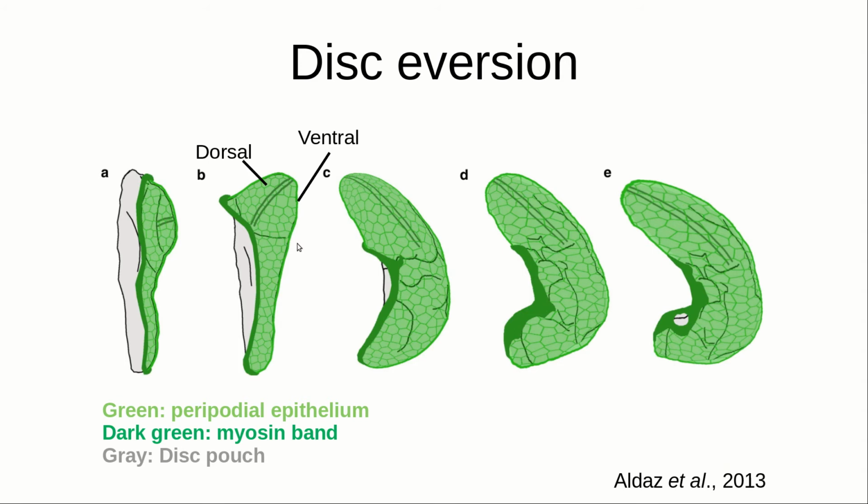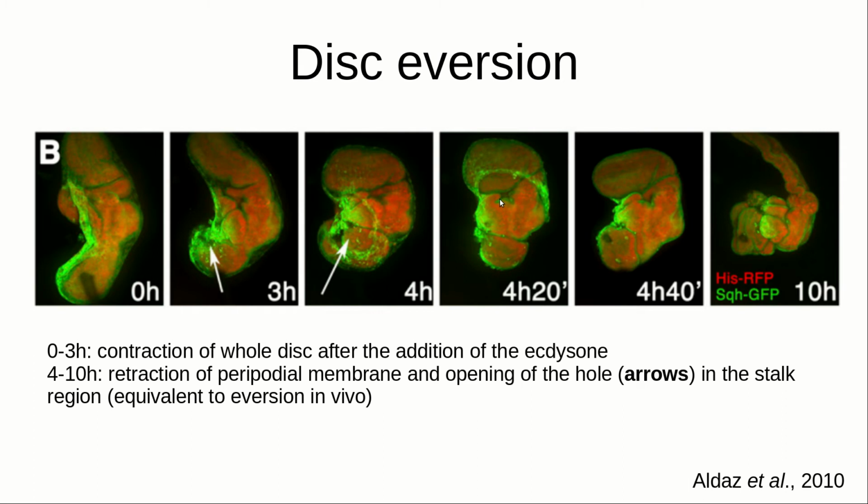Therefore, because of these two processes, the peripodial membrane cells here are under a lot of tension, and therefore the disc folds like this. It's because of the pressure of the peripodial membrane that the disc folds. Here you see how the myosin band contracts more and more, and in the end you see how this hole is the stalk, and this is the hole that will be used by the notum to emerge. Here you see the same thing, but in real pictures.